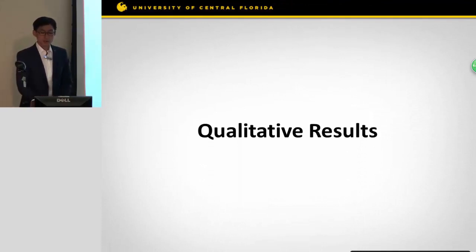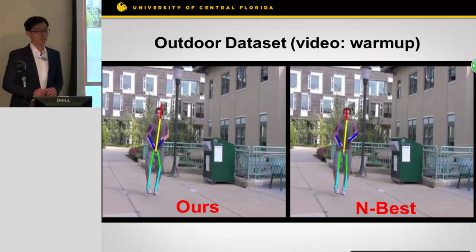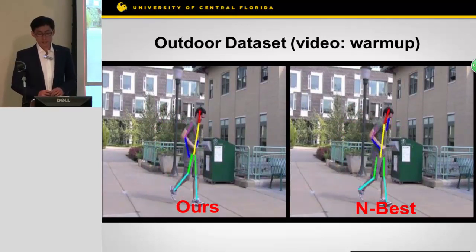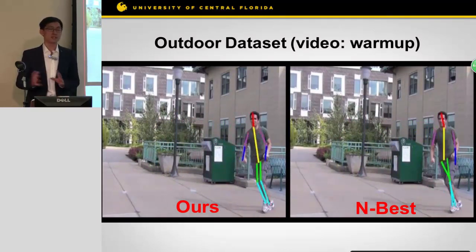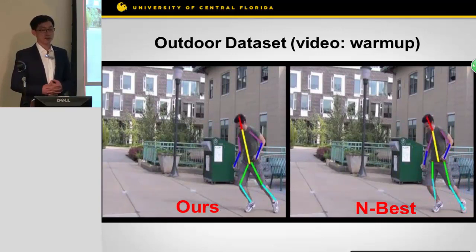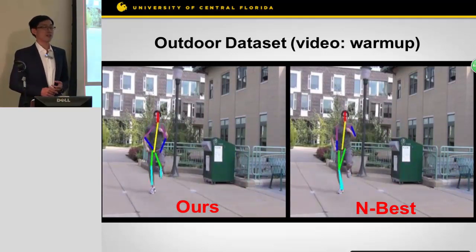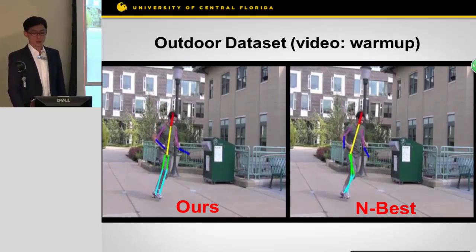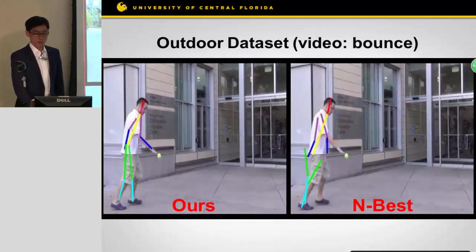Let me show you some qualitative results on the outdoor data set first. This is a video from the warm-up video in this data set. We compare our method with the n-best method, which is the best of the state-of-the-art methods. As you can see, our estimations are very consistent throughout the video frames, and the n-best method is not very consistent, and the body part locations jump everywhere.